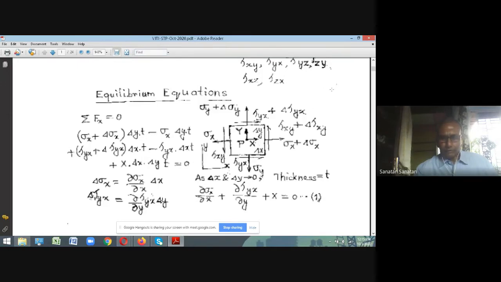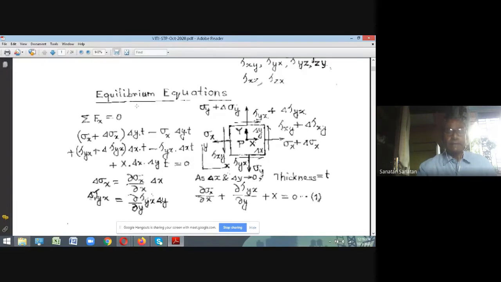Capital X is the body force per unit volume. Similarly, capital Y is the body force per unit volume, X in the X direction and Y in the Y direction. So these are also to be considered when we are trying to consider equilibrium of the body. So when we now write the equilibrium equations, let's consider this element of size delta x, delta y, and let's assume that the element is disc-like, and its thickness in the z direction is t. So what is the force? The force due to sigma x plus delta sigma x is written there.